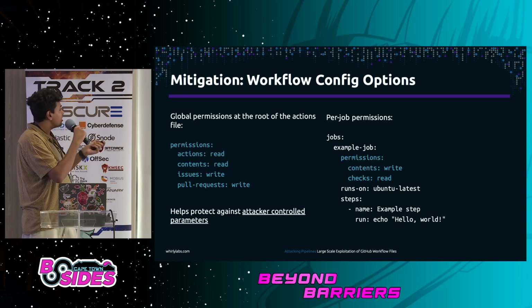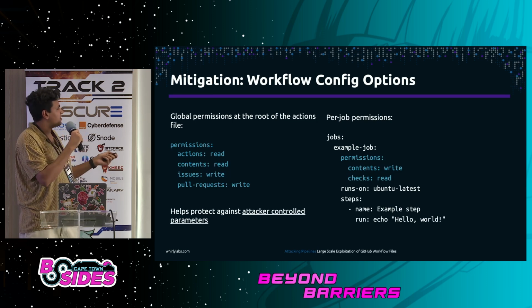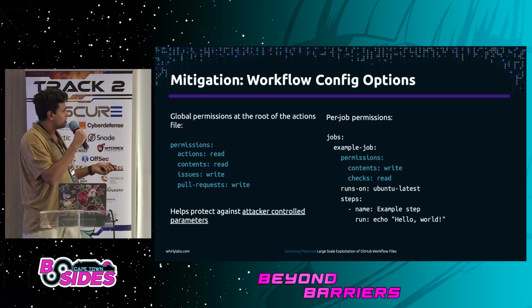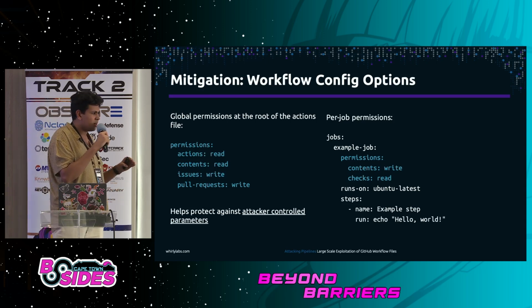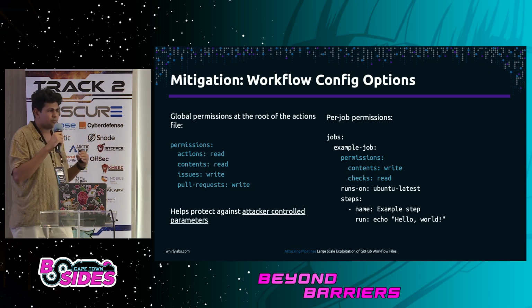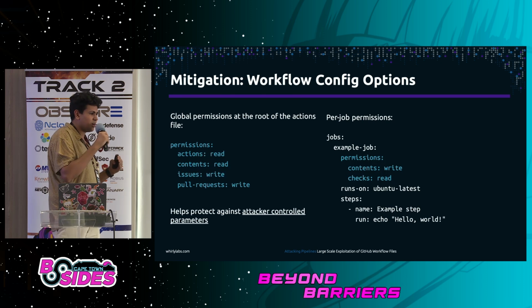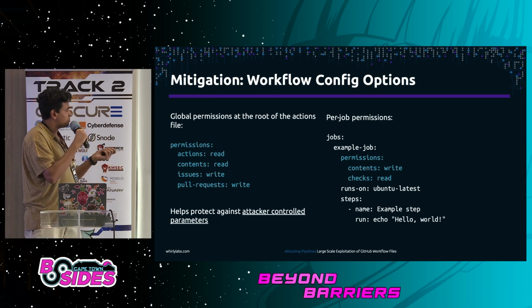So these are the global permissions usually set for all of the workflows in a repository, and this would be per workflow. Workflows are usually split into different workflow files that contain related jobs. In a workflow file, you have a job, or multiple jobs, and those jobs have steps. You can set permissions per job, and that is the recommended way to do it.